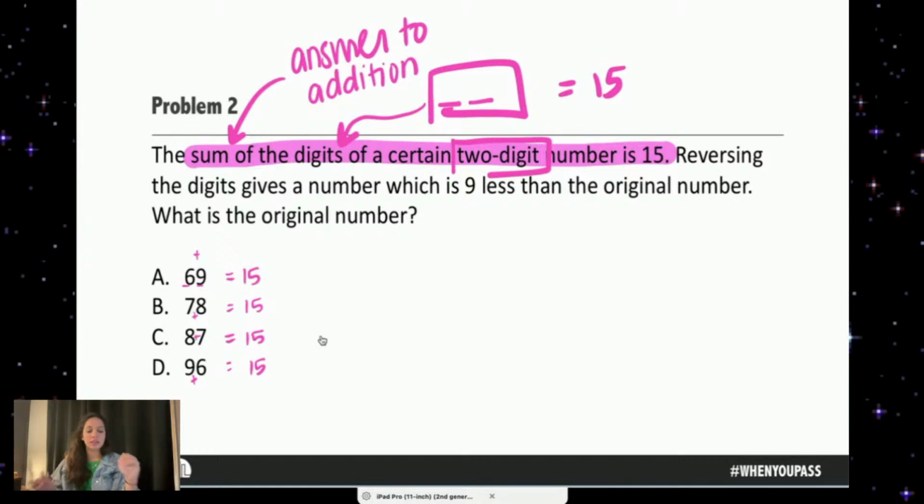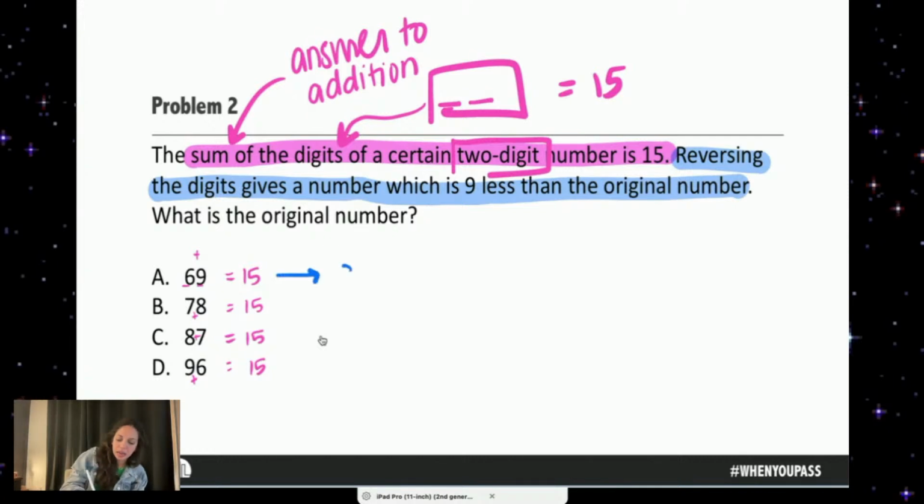So now I have to look at the second condition for this problem. Reversing the digits gives a number which is 9 less than the original number. So if I reverse the digits of 69, I get 96. If I reverse the digits of 96, I get 69. Do either of those give me a number that is 9 less? No. 96 and 69 are not 9 away from each other. So I already know that A and D are out.